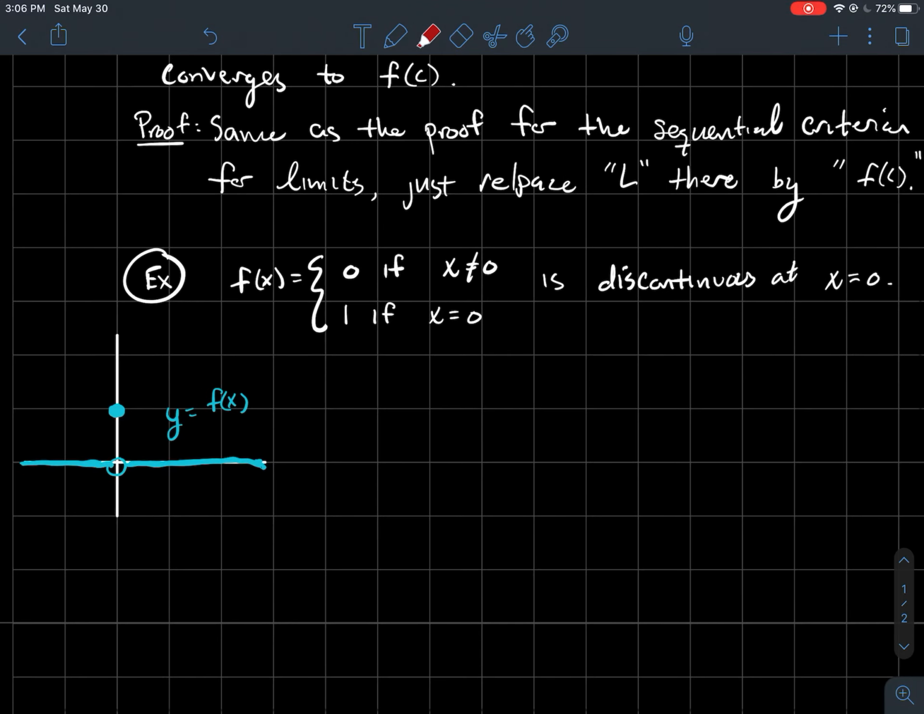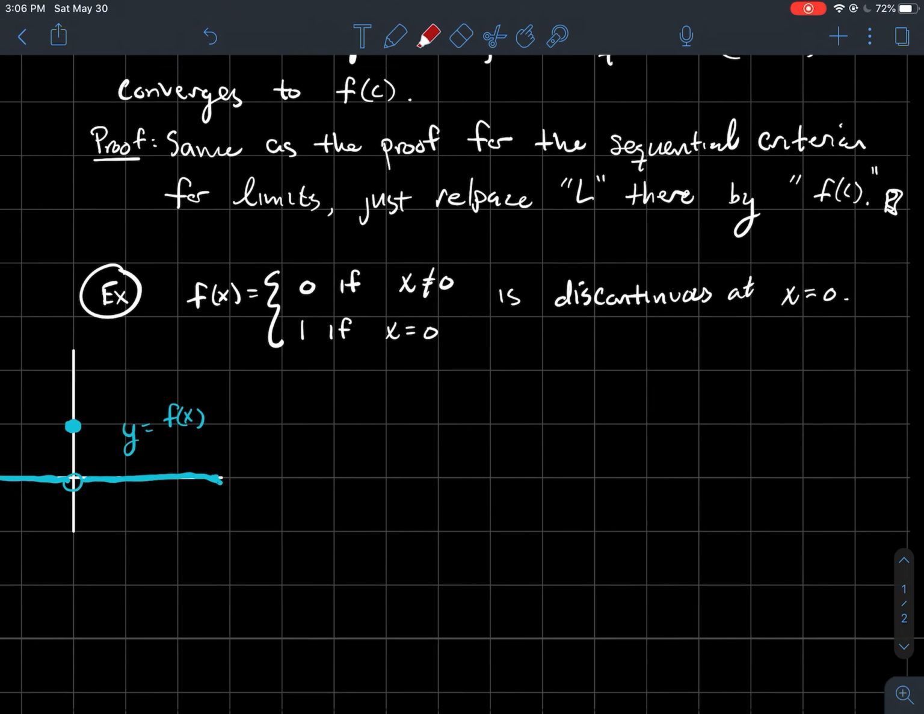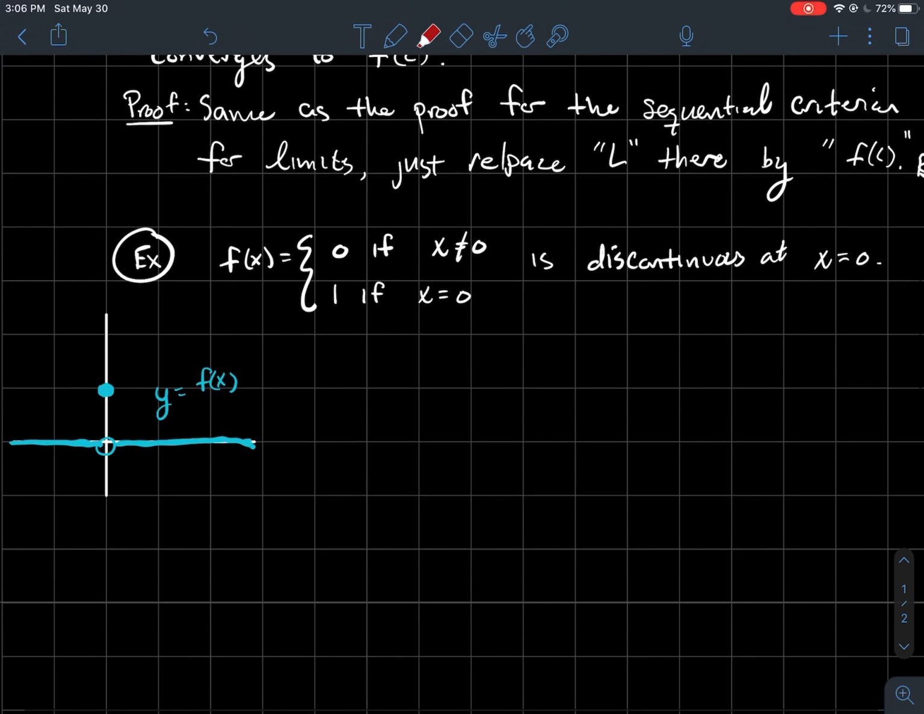So what I want to do is show you the sequential criterion up here. If I want to show that it's discontinuous, I'm going to negate this. That means I should be able to find some sequence that converges to c, but the outputs do not converge to f of c. So that would be the negation of that again. Okay, so let's think about what's a good sequence of inputs that converge to the point 0 here. My favorite sequence that converges to 0, besides just the constant sequence of zeros, is the next one. My next favorite is 1 over n.